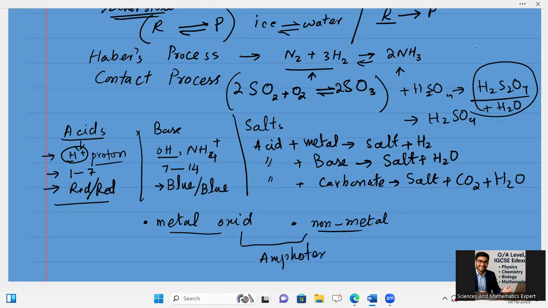Those are called amphoteric oxides. Amphoteric oxides behave as a base when they react with an acid, and as an acid when they react with a base, producing salt and water. Remember that metal oxides are basic in nature, and non-metal oxides are acidic in nature, just like acids.